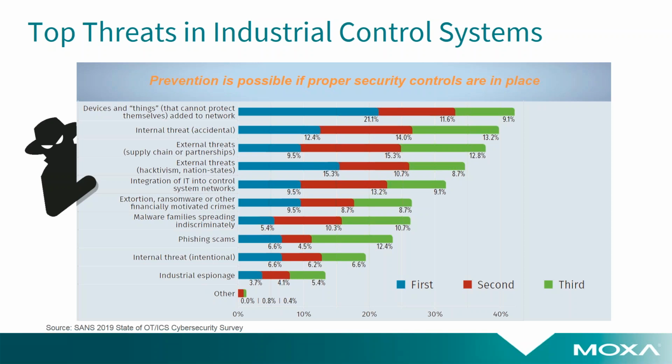And third would be the growing threat of external threats, and this is really looking at supply chain or partnerships. That would be somebody that's coming into your network on your behalf, such as an equipment supplier or an integrator that accidentally introduces a threat. And then fourth, that external threat from hackers or nation states.